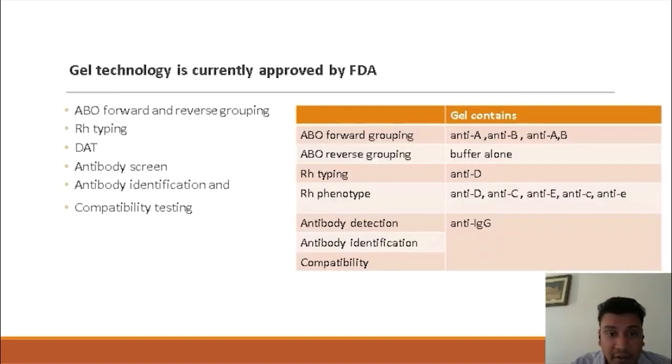So the gel technology is currently approved by FDA for doing ABO forward and reverse grouping, Rh typing, direct antiglobulin test, antibody screening and identification, and also cross-match. So the gel for forward grouping will contain anti-A, anti-B, anti-D. For reverse grouping, it will contain only a neutral buffer, as already discussed. For Rh typing, it will contain anti-D, and for further Rh phenotyping of other Rh antigens, it will contain anti-D, anti-capital C, small c, anti-capital E, and small e. And for detecting alloantibodies, it will contain anti-IgG.